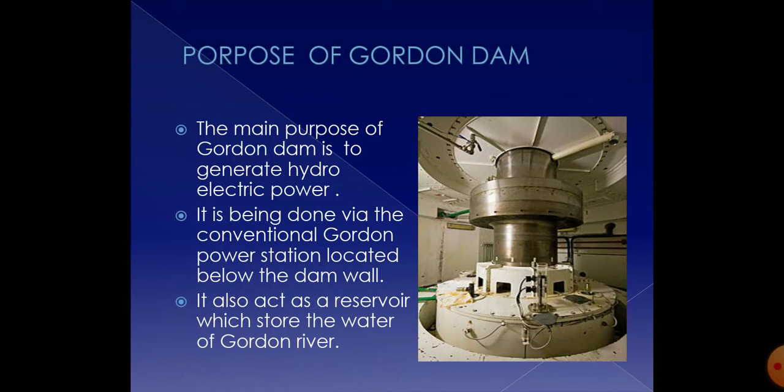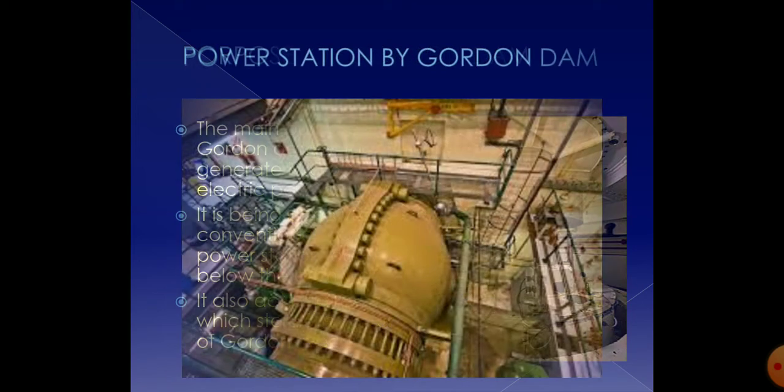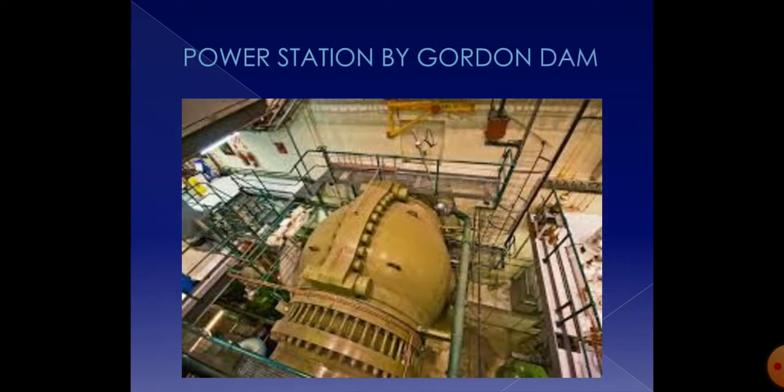Now, we have already talked about some important data of the Jordan Dam. Now it is time to talk about the purpose of the Jordan Dam. So, the main purpose of the Jordan Dam is to generate hydroelectric power. It is done via the conventional Jordan power station located below the dam wall. It also acts as a reservoir which stores the water of Jordan Dam. Here you can see the power station by the Jordan Dam in this picture.